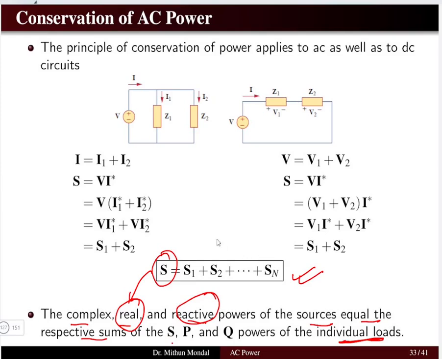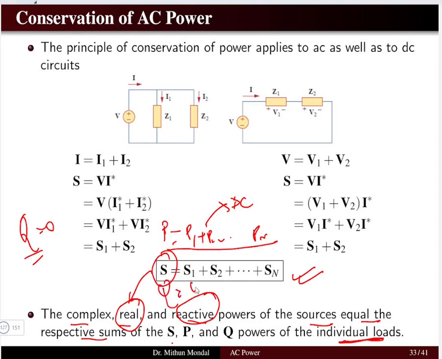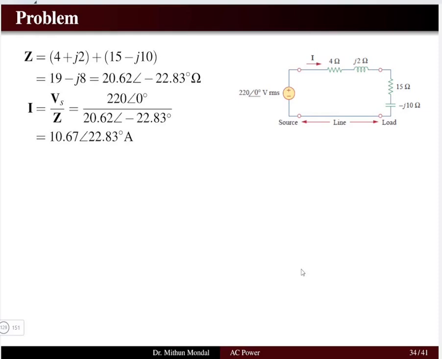and in that case you can substitute P equals P1 plus P2 plus Pn, which we took in the case of a DC circuit, because in a DC circuit you will not have any reactive power. Reactive power will be zero in a DC circuit, so there only real power was there. Similarly, for the reactive power Q, you will have Q1 plus Q2 and so on till Qn. We'll take one problem to understand.